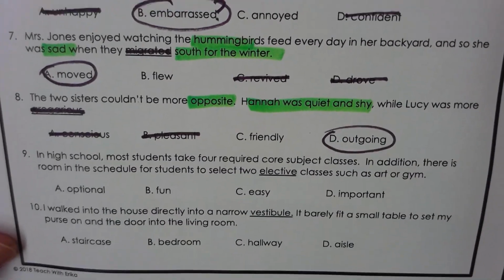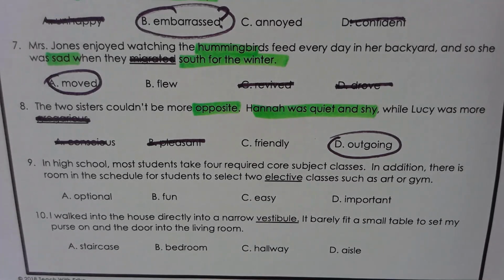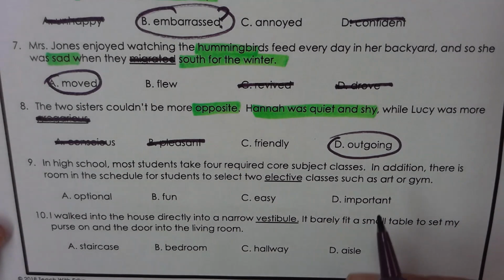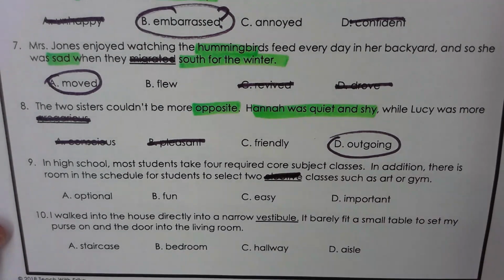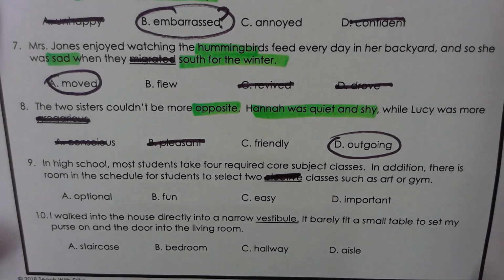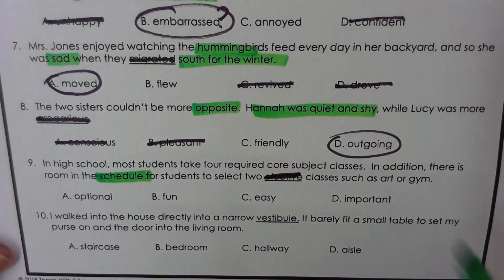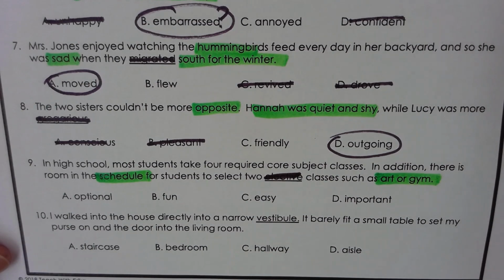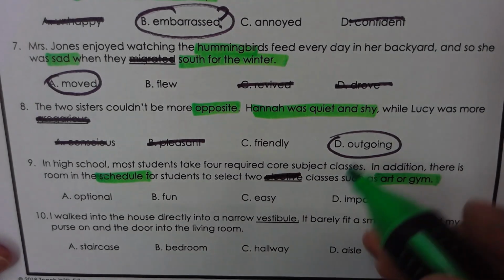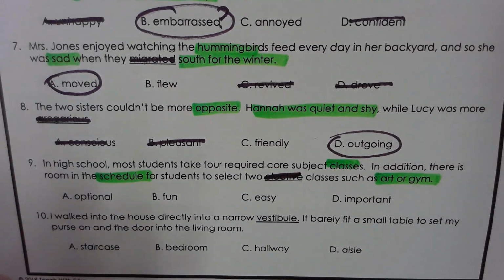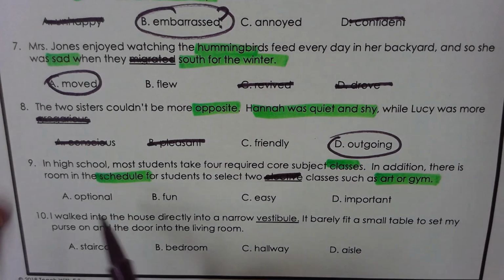Number 9. In high school, most students take 4 required core subject classes. In addition, there is room in the schedule for students to select 2 elective classes, such as art or gym. Eliminate the word elective. I want you to make sure that you highlight your context clues. Schedule, art, or gym. So these classes are art or gym, and it's dealing with a schedule, and it's dealing with a class. So we need to plug in the words optional, fun, easy, or important.